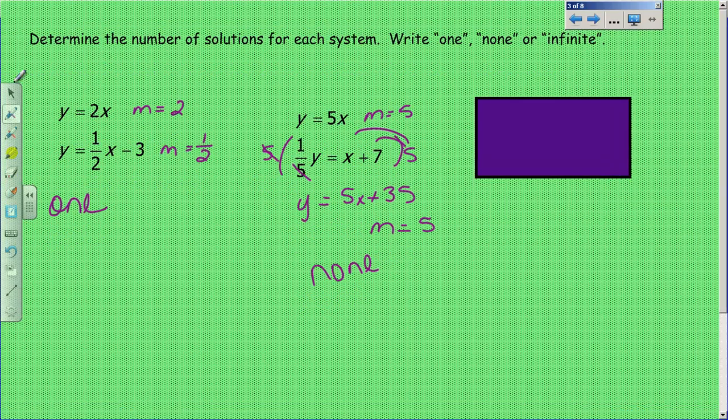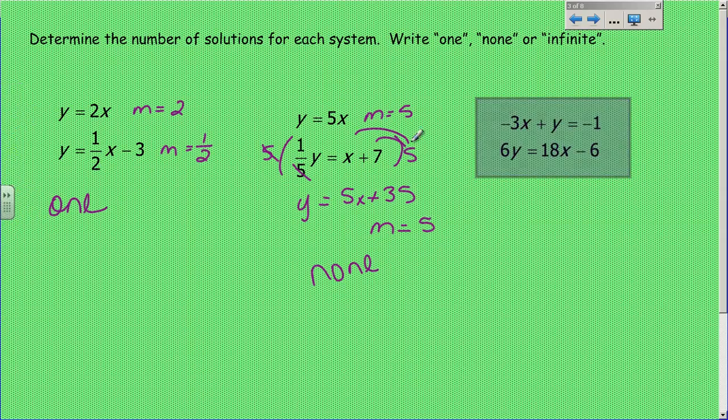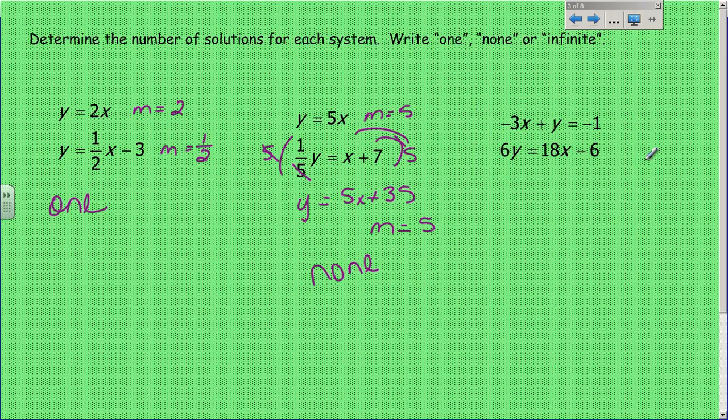So let's do the next one. We're going to do the same thing. So here's your system of equations. I have negative 3x plus y equals negative 1, and then 6y equals 18x minus 6. Neither one of these is solved for y. So step 1, I've got to solve for y.